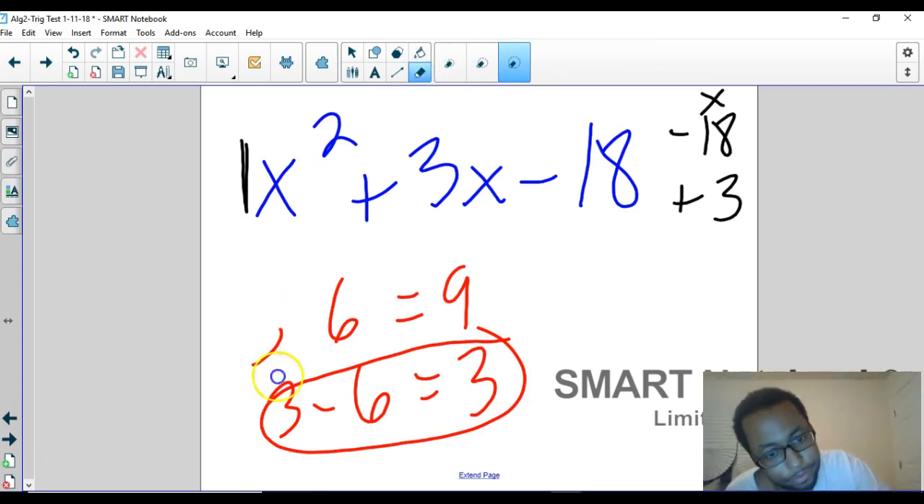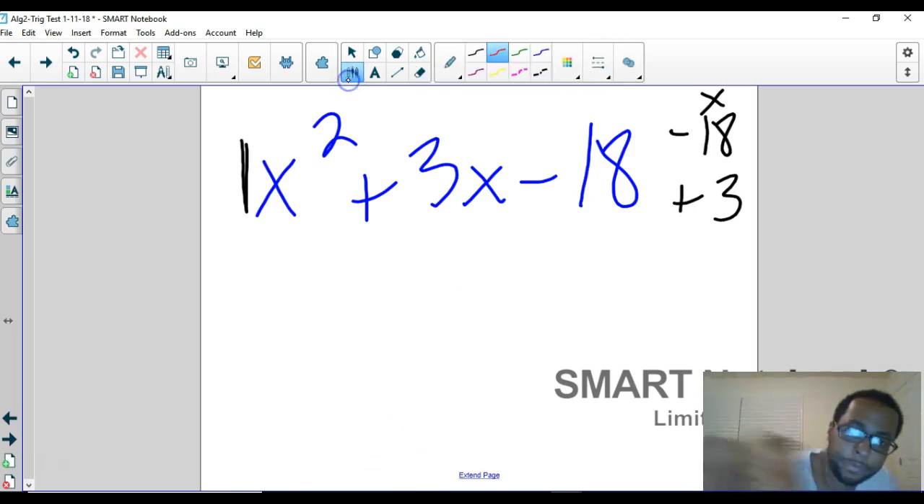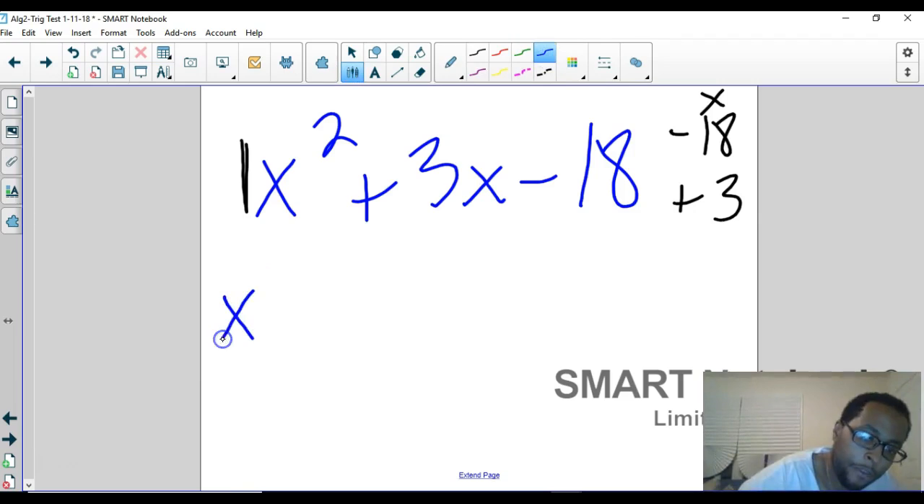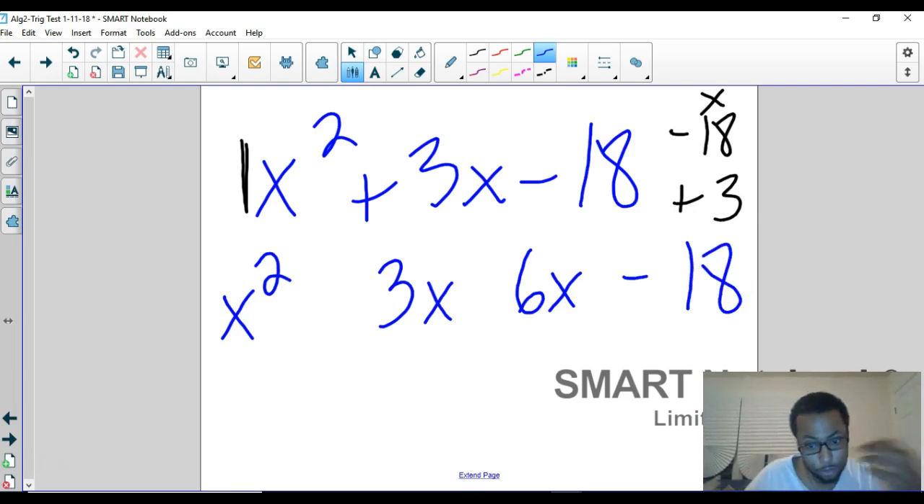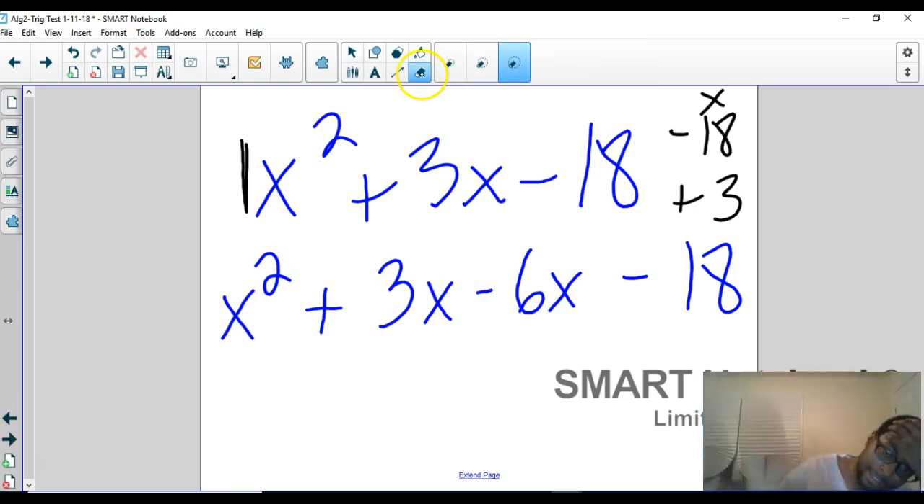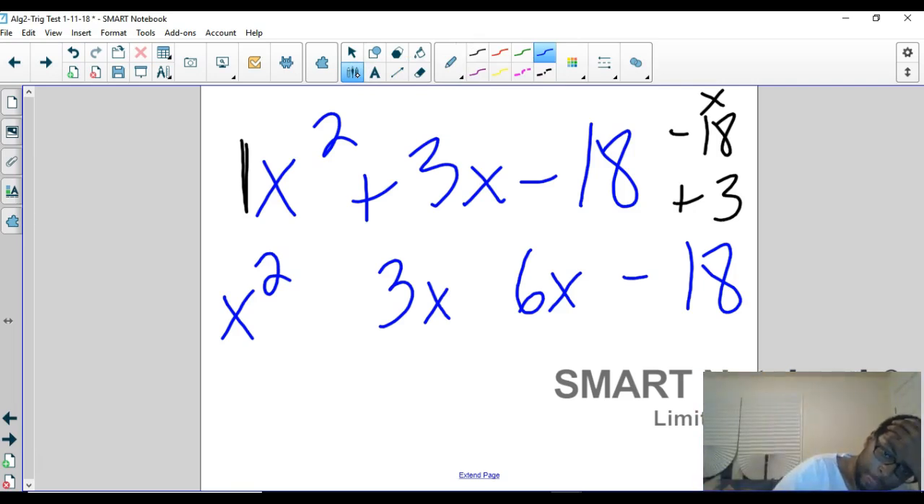Now, I'm going to bring this down, my x squared. I have a 3. I have a 6. And then I got my negative 18. Now you have to determine what goes where. So I'm going to do the math. And again, I can try this first. I can put this positive and make this negative. Negative 6 plus 3 is going to give me a negative 3. So that's a negative 3, so that's not going to work. So I got to flip the signs. So this is going to be positive. That is going to be negative.